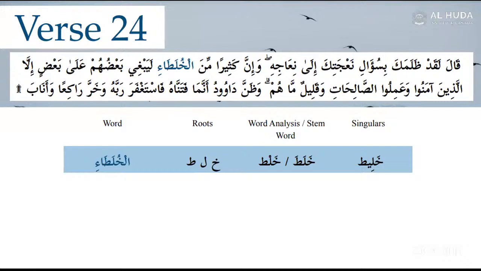So here Allah mentions, indeed many associates oppress one another. Many shareholders oppress one another. Many people sharing a single classroom wrong one another. Many people sharing one roof end up wronging one another. Many people sharing the same Wi-Fi password end up wronging one another. Many people sharing the same bank account end up wronging one another. Many people sharing the same parking lot end up wronging one another. You can think of many examples.